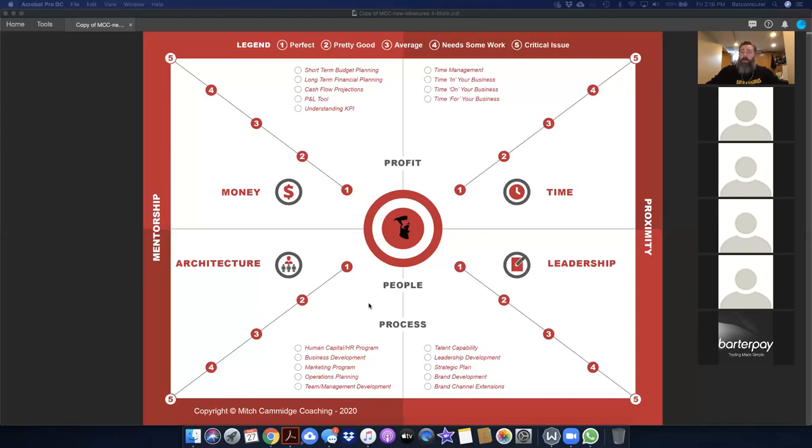The bottom half of the page is the people and process side of the page, the architecture, the things and stuff, or the actual components and structure of our business. Human capital, HR, care and feeding of the animals. Business development, the sales cycle for our business. Marketing program, getting our business to talk about itself when, well, we're not in the room.